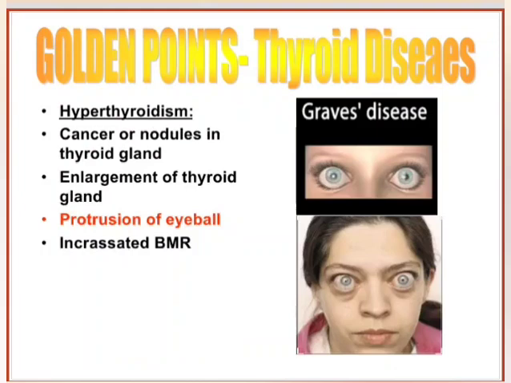Now let us see hyperthyroidism in the golden point segment. See the eyeball in this picture of a grave disease person. It is otherwise called exophthalmic goiter. Hyperthyroidism occurs due to cancer or nodules in the thyroid gland, which cause enlargement of the thyroid gland, which leads to protrusion of the eyeball. The protrusion is because of the accumulation of thyroxine hormone at the back of the eyeball. That's why it is called exophthalmic goiter. And it increases the BMR, basal metabolic rate.